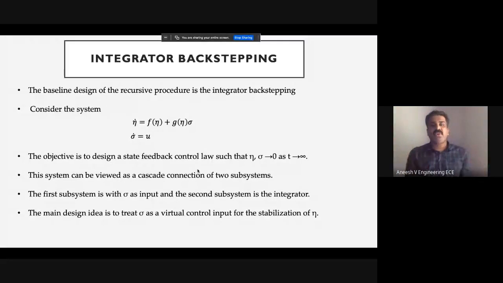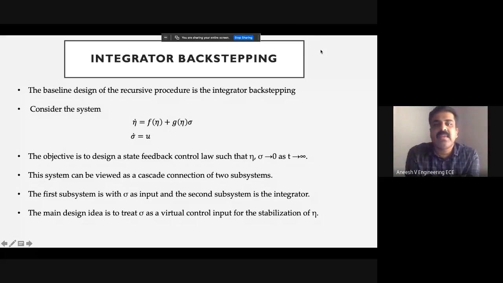Now we are talking about the baseline design of the recursive design process of an integrator backstepping. I'm just considering a simple system, not a complex system. A simple system with the terms F and G, which I am using for familiarization.